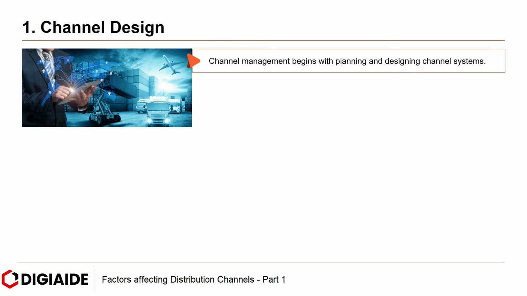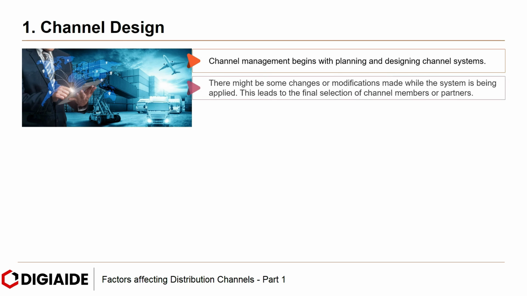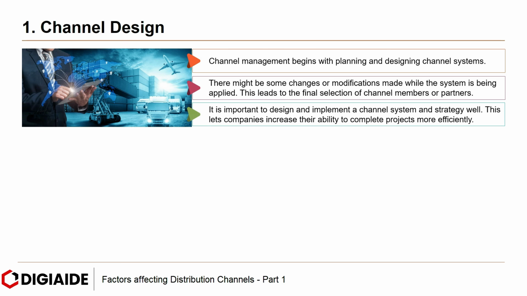Channel management begins with planning and designing channel systems. By channel, we mean distribution channel. There might be some changes or modifications made while the system is being applied. This leads to the final selection of channel members or partners. It is important to design and implement the channel system and strategy well. This lets companies increase their ability to complete projects more efficiently.